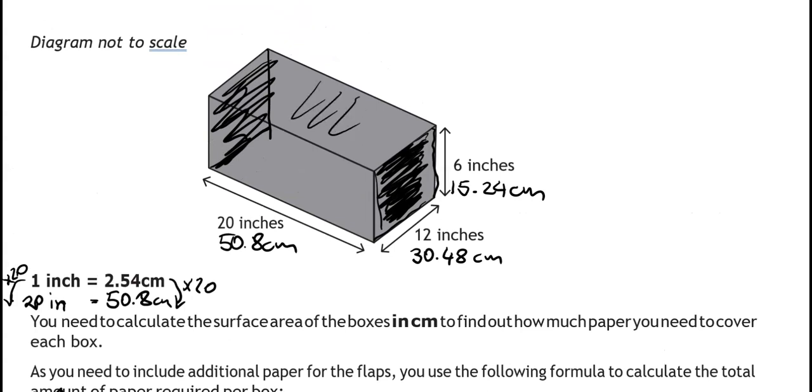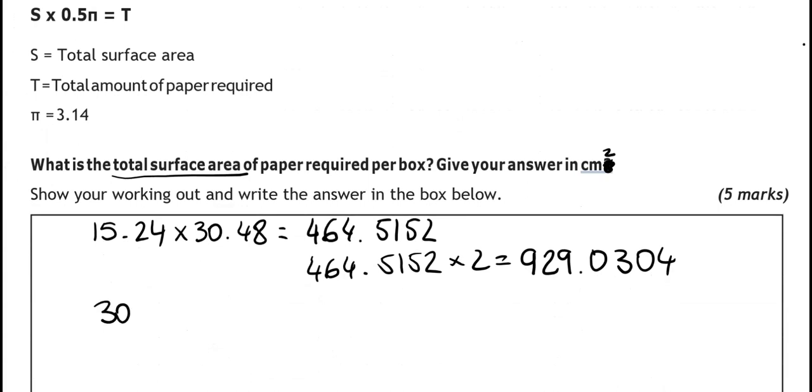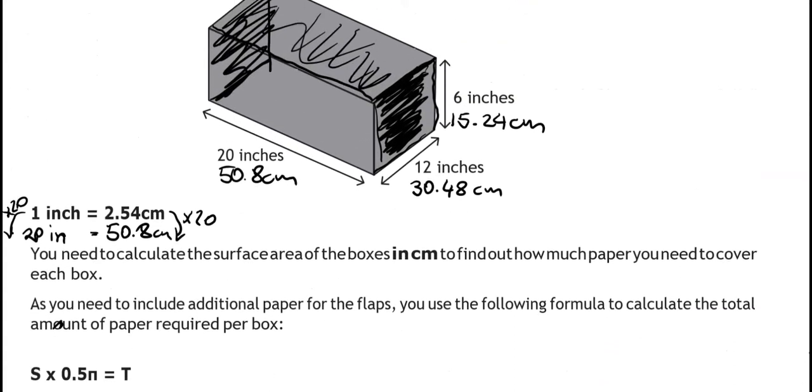Now we've got other faces as well. We've got to work out this one at the top, which is the same as the one at the bottom. So this one at the top, dimensions are 30.48 times 50.8. And this equals 1548.384. We're going to multiply it by 2 since there are 2 identical faces, one at the top and one at the bottom. And this gives us 3096.768.